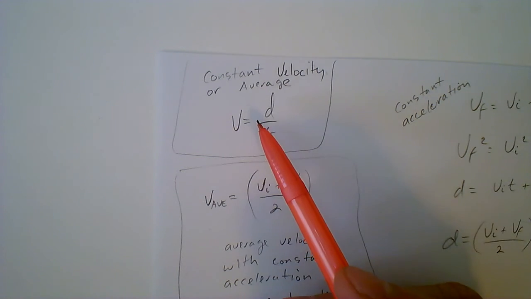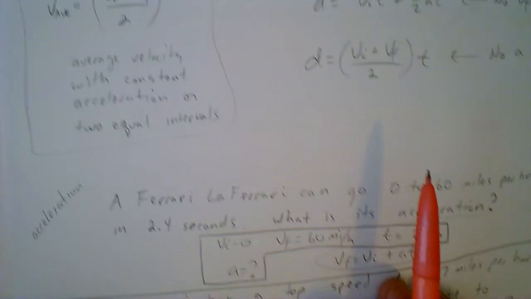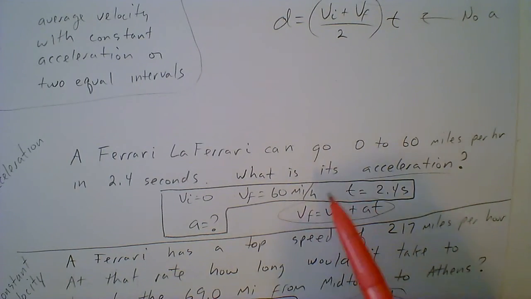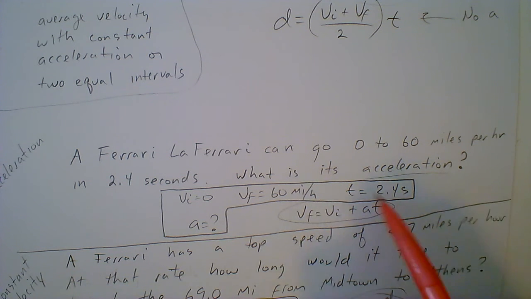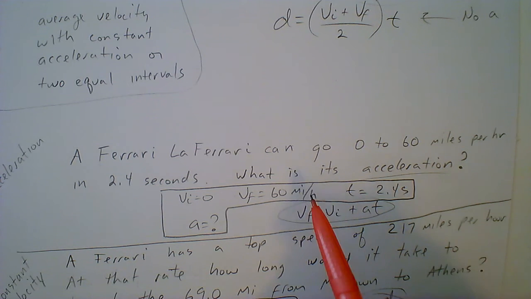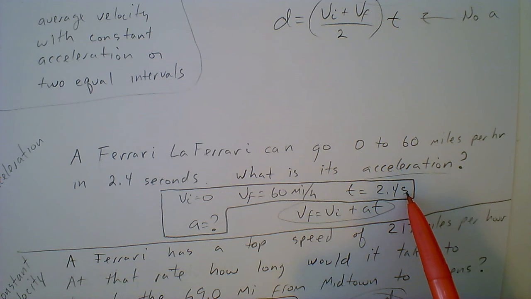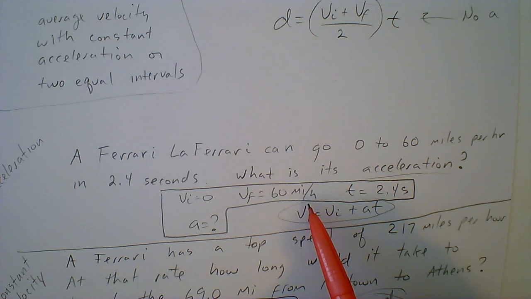Now, one thing I do have to note, going back to the first example: miles per hour and seconds conflict with each other, so I would have to convert one to the other. I'd have to either convert this to miles per second or the seconds to hours. And unless the question told me otherwise, I'd probably go to the SI unit of seconds.